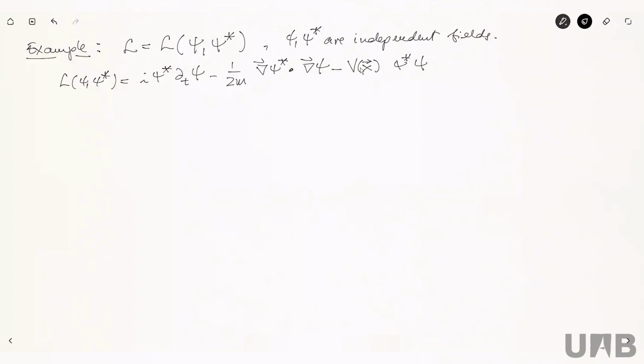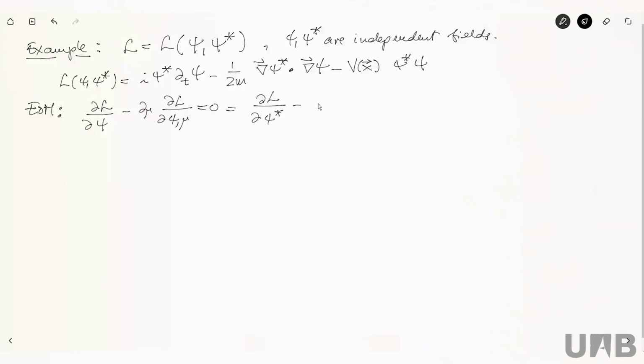So the first thing that we want to do with this Lagrangian is derive the equations of motion. Euler-Lagrange equations of motion. And if you remember, they look like dL d psi minus d mu dL d psi comma mu equals 0. That's for psi. And for psi star, the same thing. Psi star minus d mu dL d psi star comma mu equals 0. So let's compute this thing.